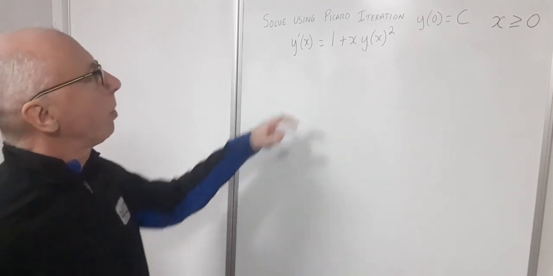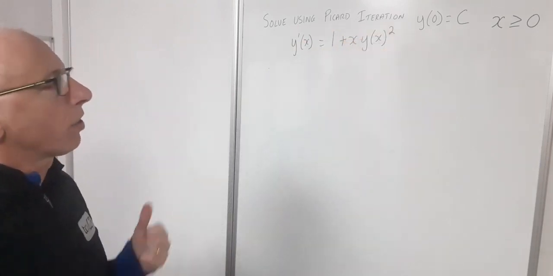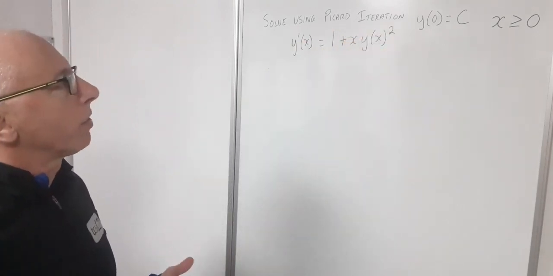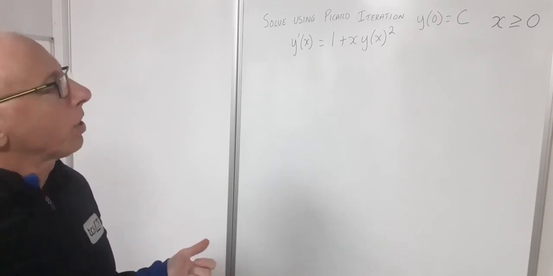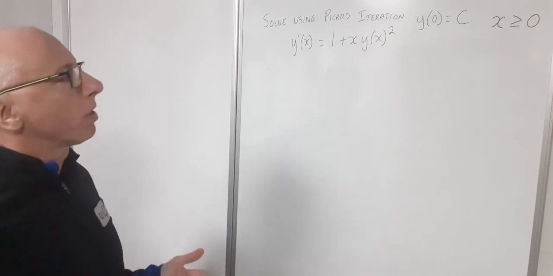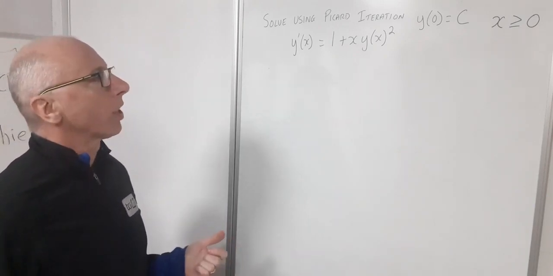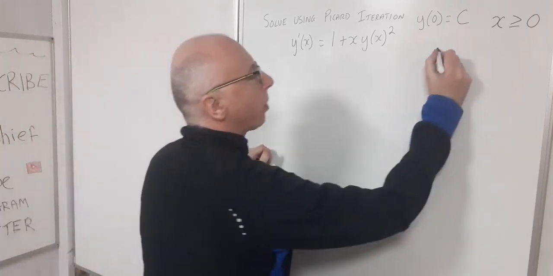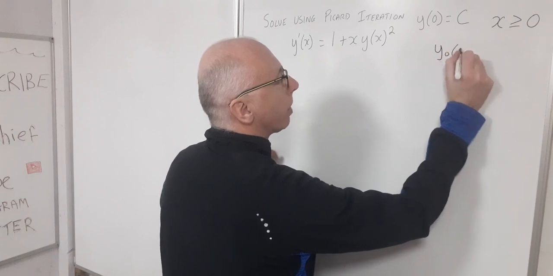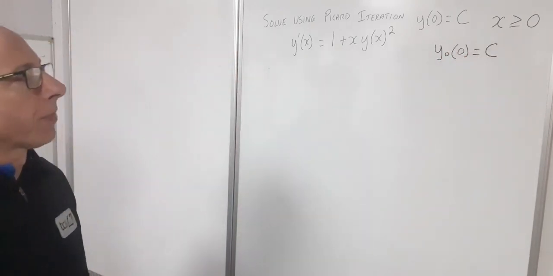Well, for this video we're going to look at something called Picard's iteration. That involves integrating several times for each iteration. So first of all, before we start that, we need to do some setup values and what we're going to integrate to get our iteration sequence working. So y of 0 equals c, so therefore we can say our y0 of 0 also equals c.